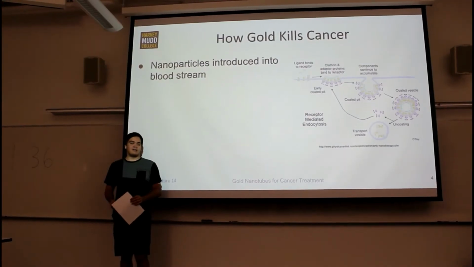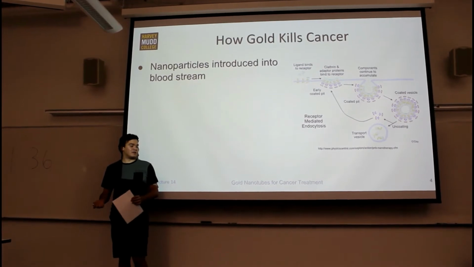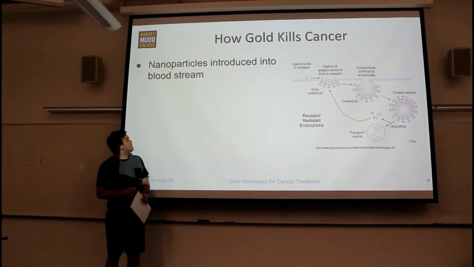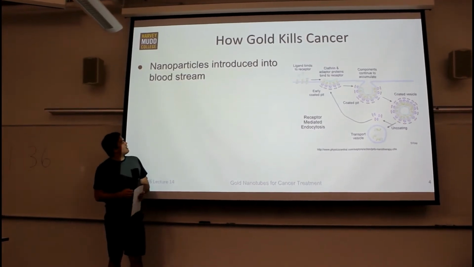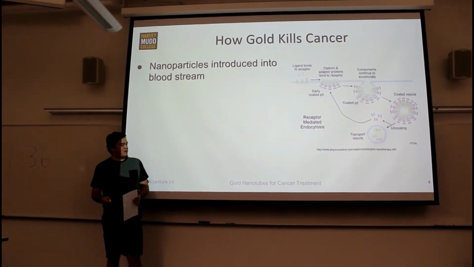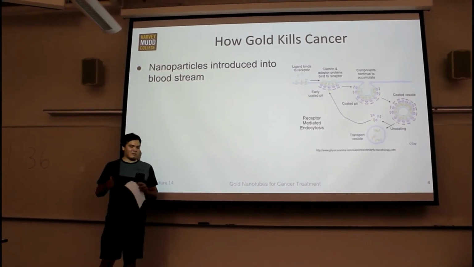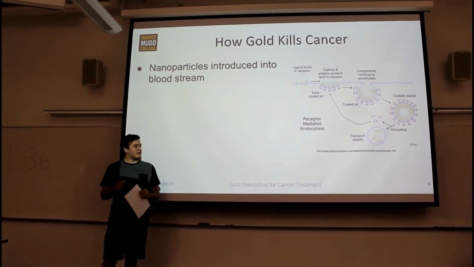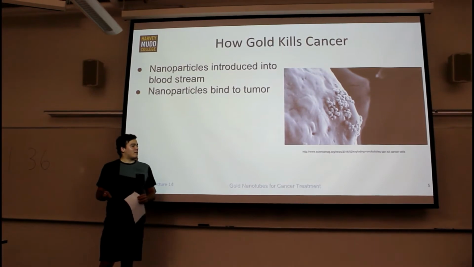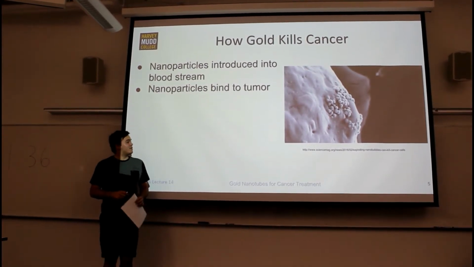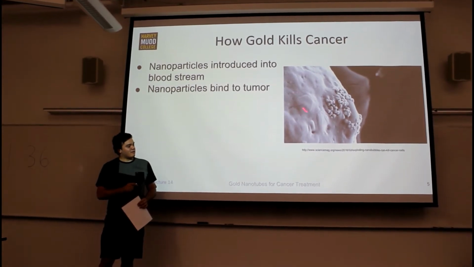Now we will go over the exact process by which cancer is treated using these gold nanoparticles. First thing that the doctors will do is introduce the nanoparticles into the bloodstream, and this little diagram here shows the process of endocytosis and how these nanoparticles get into the cancer cells. After the nanoparticles are introduced into the bloodstream, they will bind to the tumor. This image here shows the nanoparticles binding to the tumor itself.